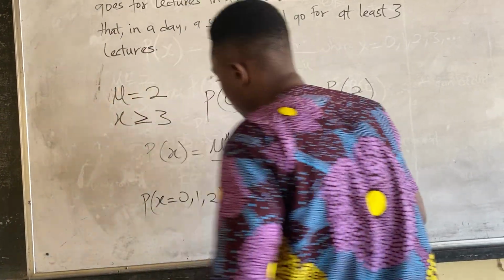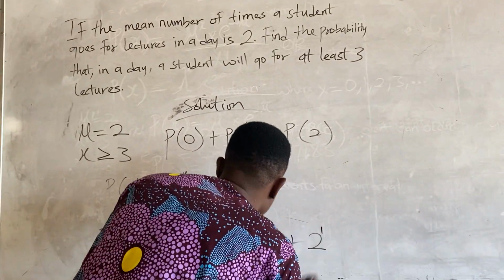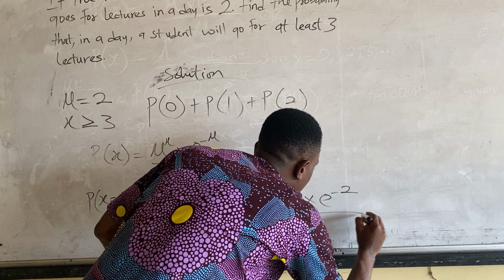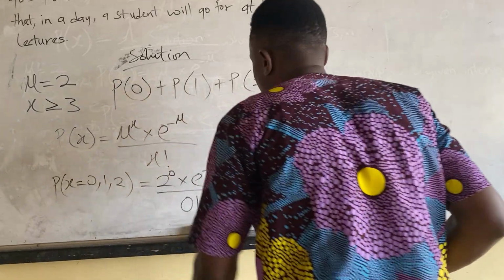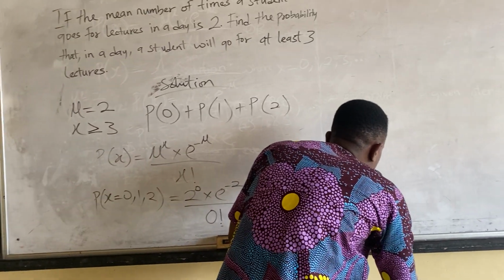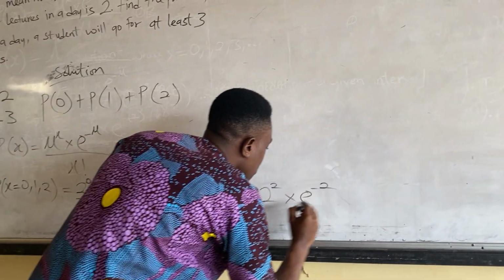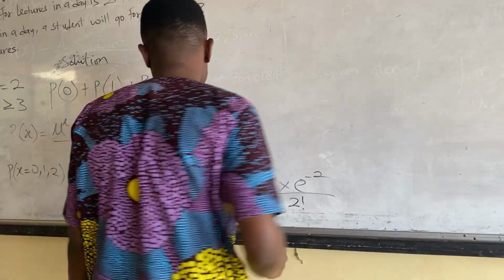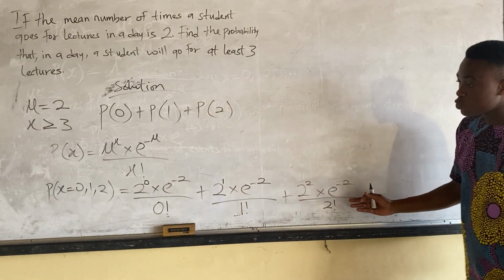Plus, we now do for 1. So our mu once again, which is 2, exponent 1 times our constant e exponent minus mu over our x factorial. X in this case is 1. Then we have our last value, which is 2. So we go again. Mu, which is 2, exponent our x, which is 2, multiplied by our constant e exponent minus mu all over our x factorial. X in this case is 2. So you have this for our 0, this for our 1, and this for 2.